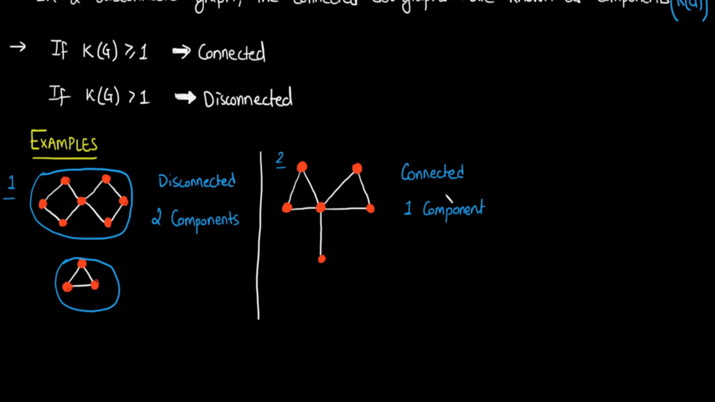Then we talked about the precise meaning of connectivity of graphs. What do you mean by connected and disconnected graphs? And we talked about the components for different types of graphs. If it's disconnected, your kappa of G or k(G) is always strictly greater than 1, and if it's connected, your k(G) is greater than or equal to 1. So that was the summary of this video.